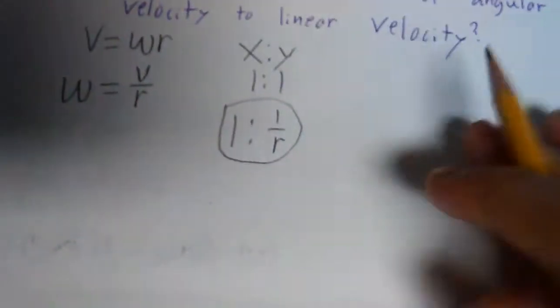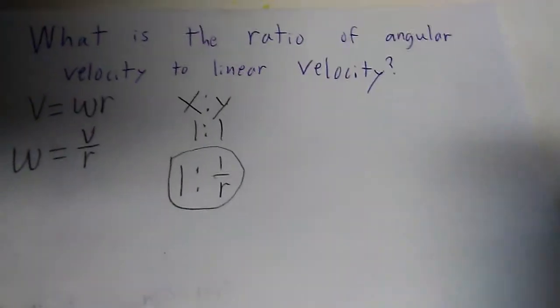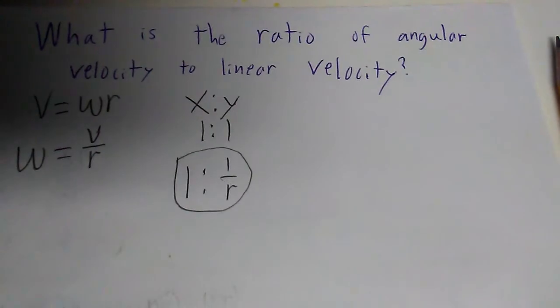So this is our answer here. This is the full ratio of the problem. And 1 over r was an option we had on the multiple choice quiz. So that was the answer right there.